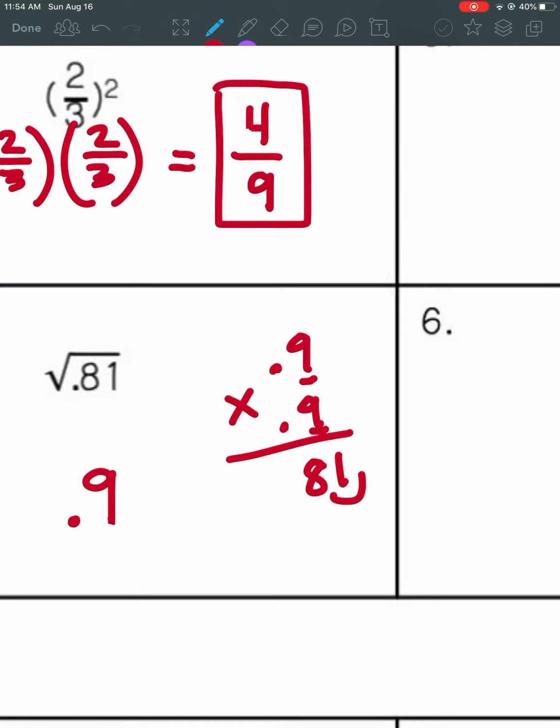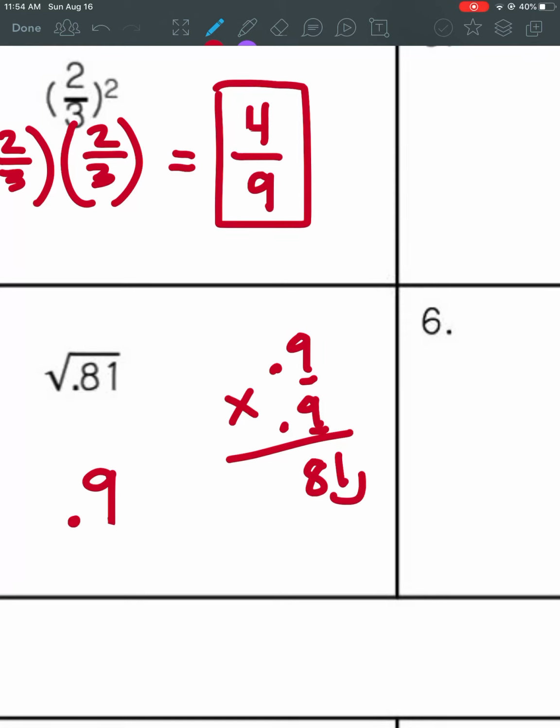Okay, square root of 9/16. We can separate these, and we can do the square root of 9 over the square root of 16. So square root of 9, what times what? What times itself gives us 9 is 3. What times itself gives us 16? Well, we did that on the other side, it is 4. So our answer is 3/4.